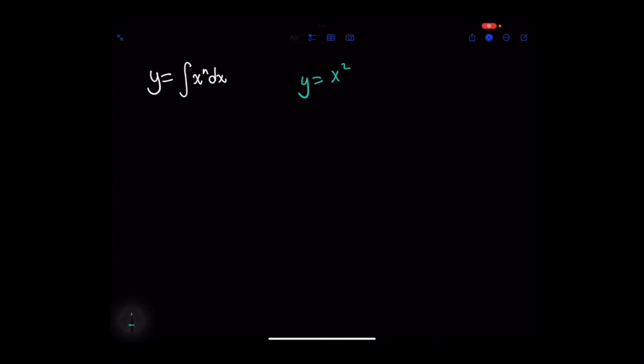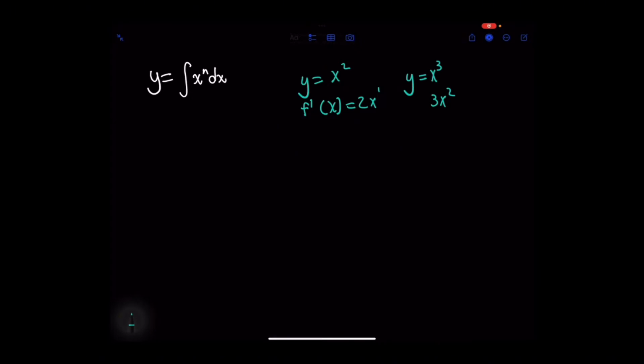What would you do? Well, this one would involve bringing the 2 in front of x and taking the original power, which was a power of 2, and reducing it by 1. So you get 2x at first, or simply 2x. The same thing goes for y equals x cubed, right? You would take the 3, that's the power of x, bring it in front, and now reduce the power by 1.